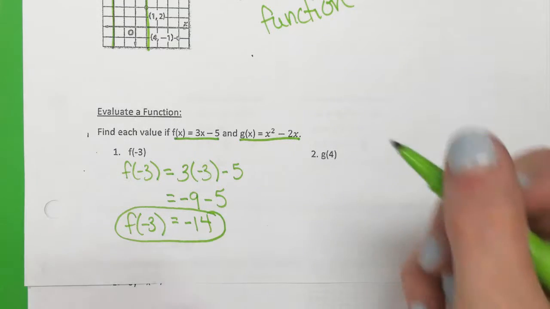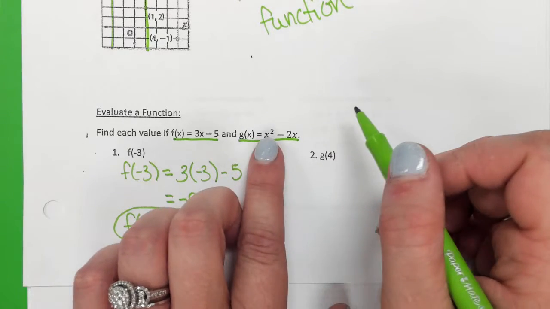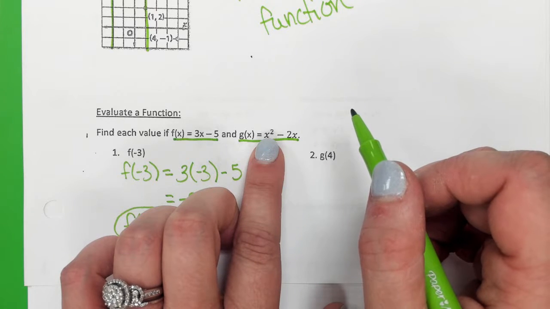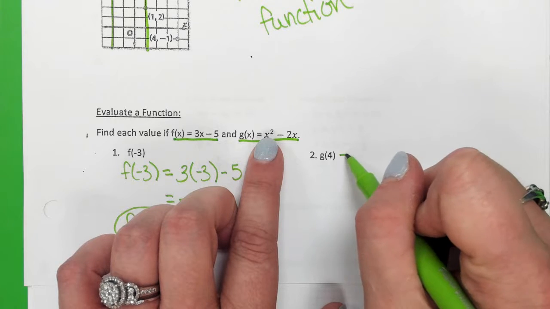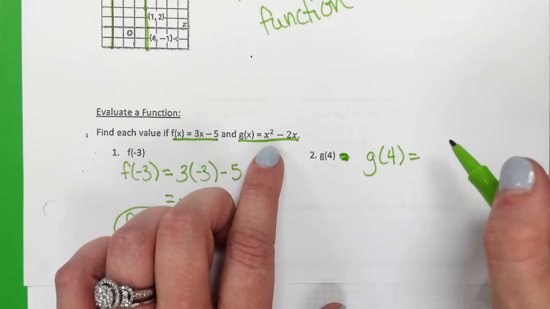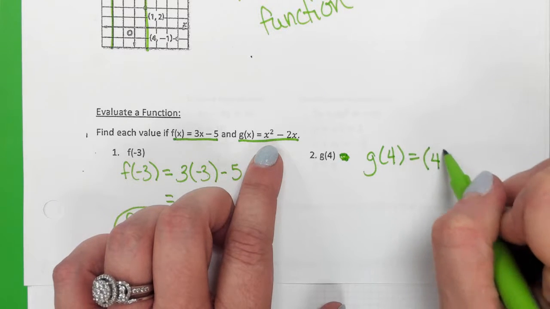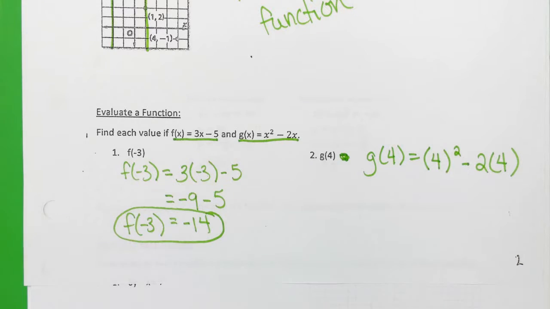All right, so let's look at this one. Which one are we going to plug into? G, right? Which is this one? So we got g of 4. And when we square something, what do we have to use? We have to use parentheses.